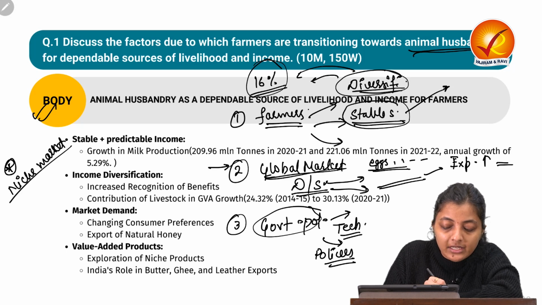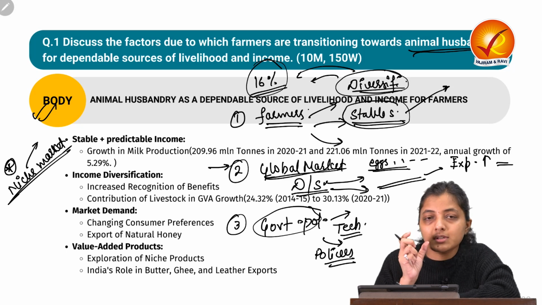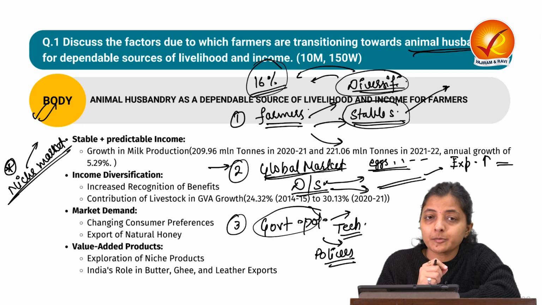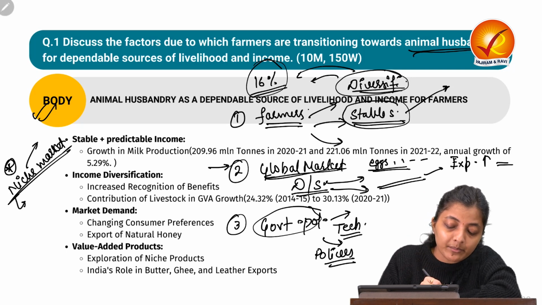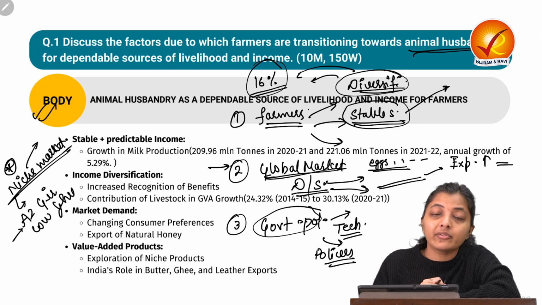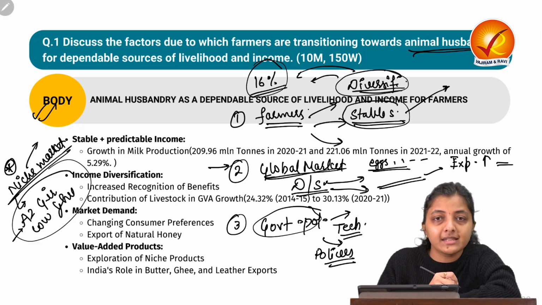Now, what are niche products and the niche market? They are the targets of specific people, a specific category of people. They demand some specific products. For example, you can take A2 Gir cow ghee. Now, this is very expensive. Everybody cannot afford this, but there are some consumers who demand these products.